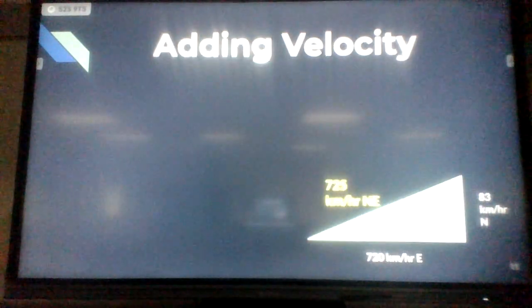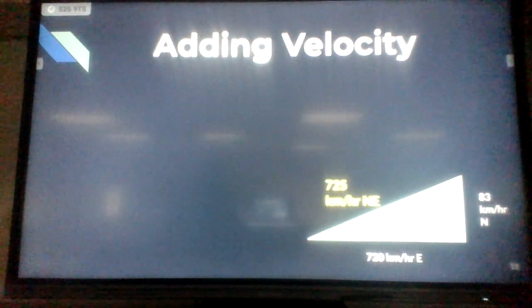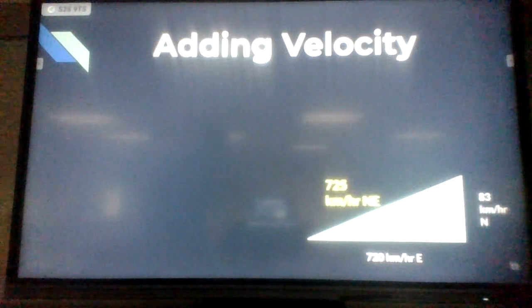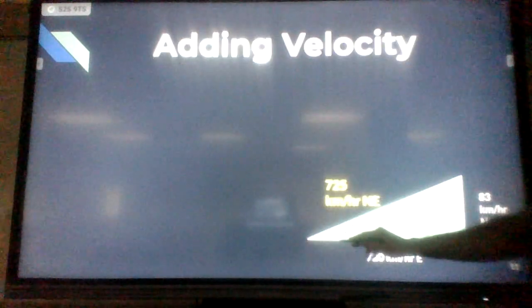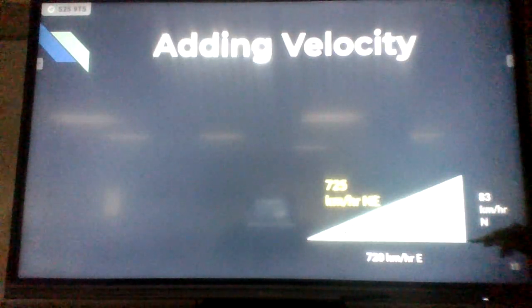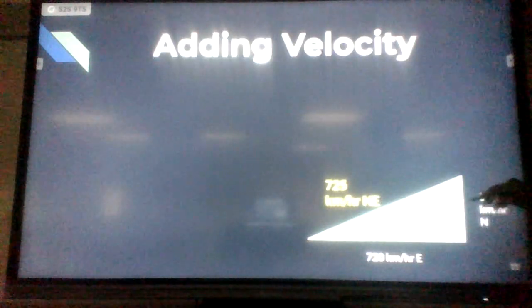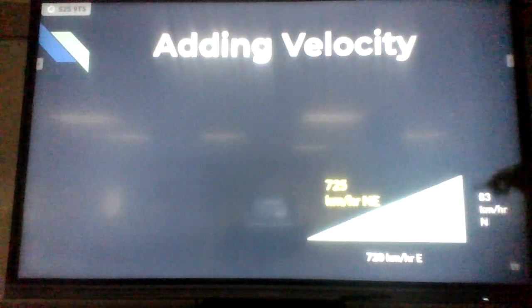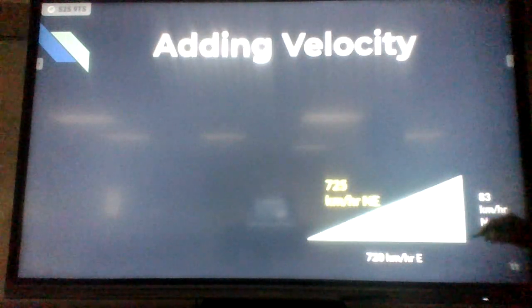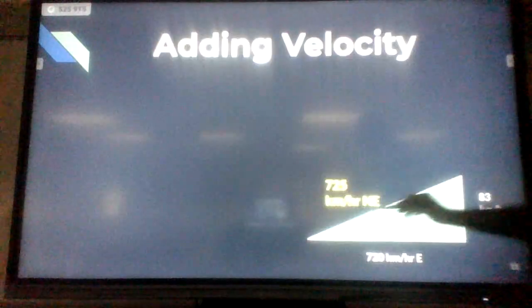All right, see that right triangle there? Right triangles should remind you of something. Let's say now we use the same numbers, but we start going 720 kilometers per hour east, and then we turn and go 83 kilometers per hour north. Now, if this is due east and that is due north, then we have a right angle right here. And that gives us a right triangle.